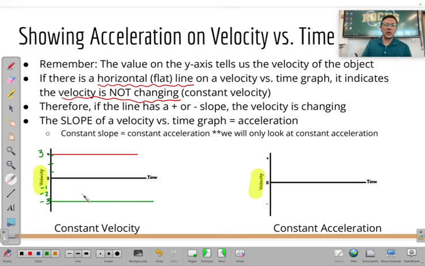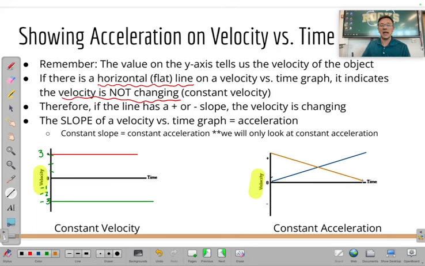So if we want to show that an object is accelerating, then what we have to do is change the slope of the line. It can't be a flat line. It's got to cover multiple numbers on the y-axis. So whether it's going up or down doesn't matter. As long as it's changing its velocity, it would be accelerating. So I could do something like this, where the object starts at 0 meters per second here, and then it goes up to a positive velocity. We could also show that it starts at a positive velocity and it goes down to 0 meters per second.